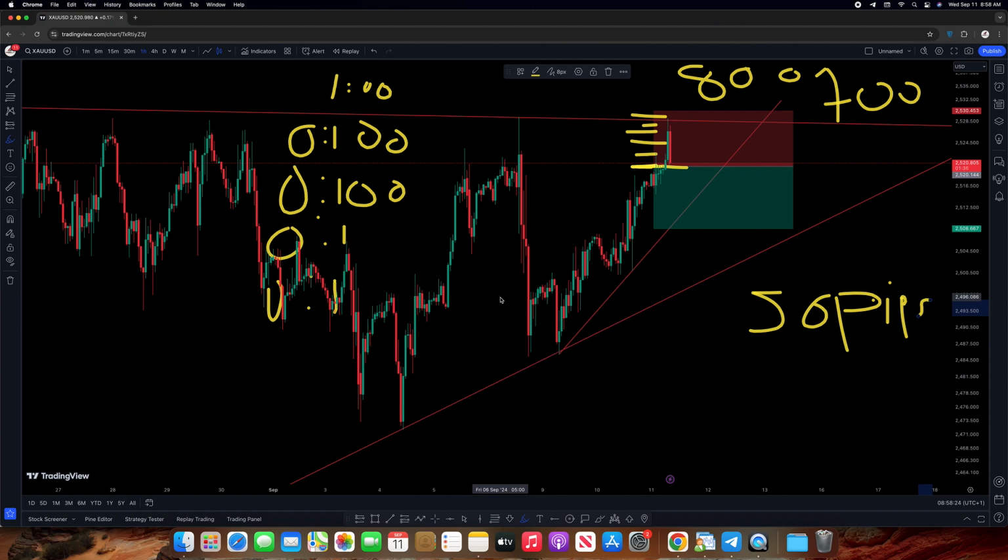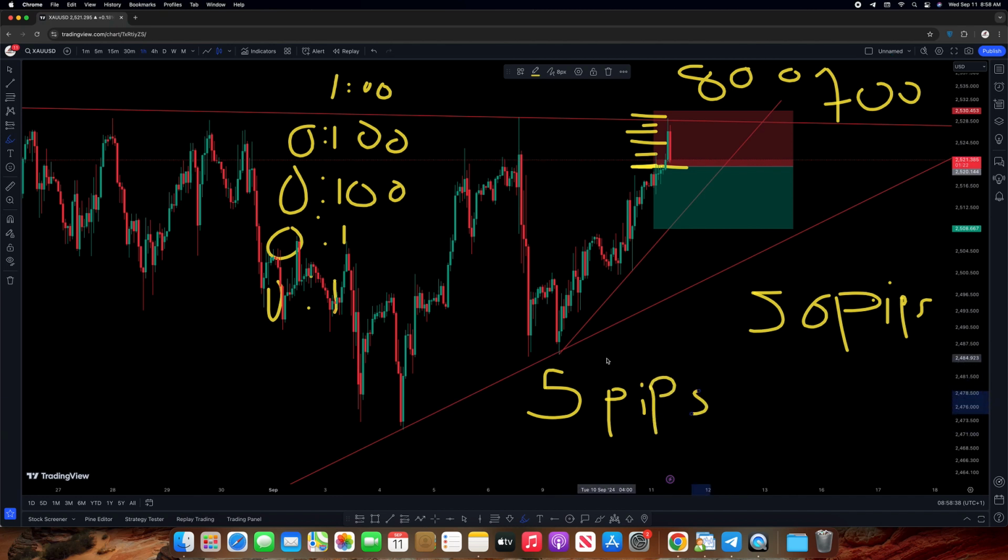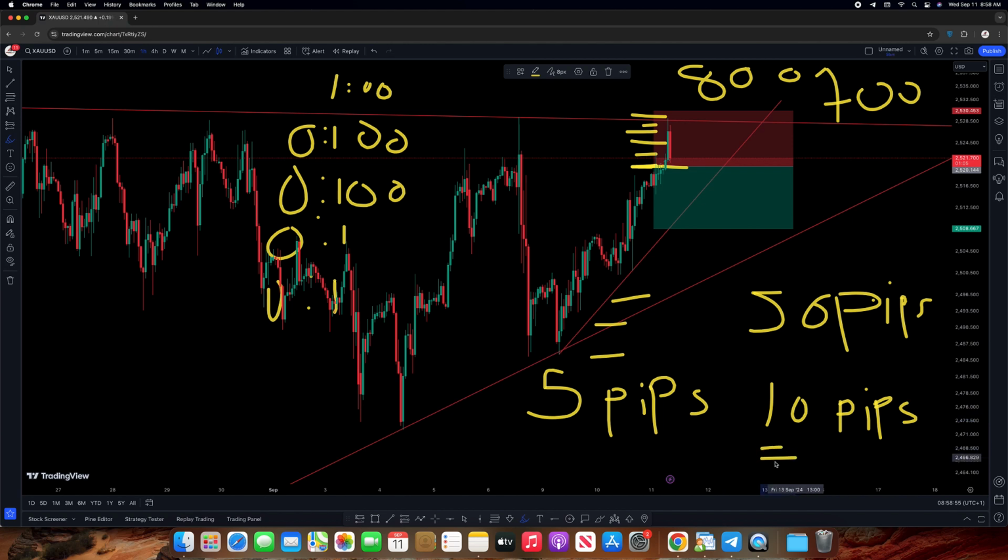So this is how I layer this. Sometimes I allow it to be 5 pips difference. If the market goes against me 5 pips, I add one layer. If it goes against me another 5 pips, I add another layer. If it goes against me another 5 pips, I add another layer. Or you can still use 10 pips differences. If it goes against you 10 pips, add one layer. Going against another 10 pips, add one layer. Going against another 10 pips, add one layer. I also do it this way. So this is how I layer my trade.